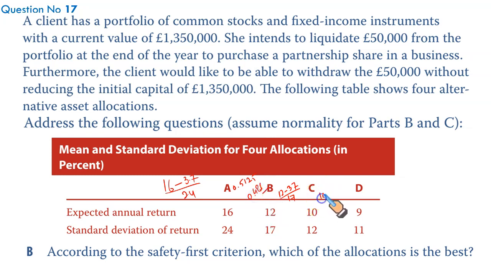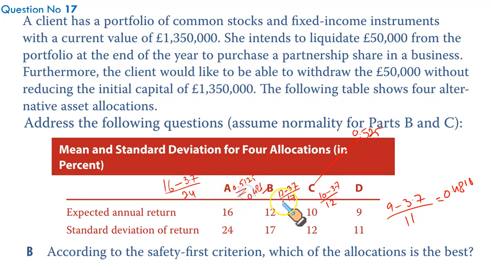For C, 10 minus 3.7. 10 is the expected return, 3.7 is the threshold, and upon standard deviation it will give me 0.525. And lastly for D, it's 9 minus 3.7 divided by standard deviation, and it gives me 0.48. And I hope you remember from your reading that the higher the result, the better for safety first. Select the one with the highest.